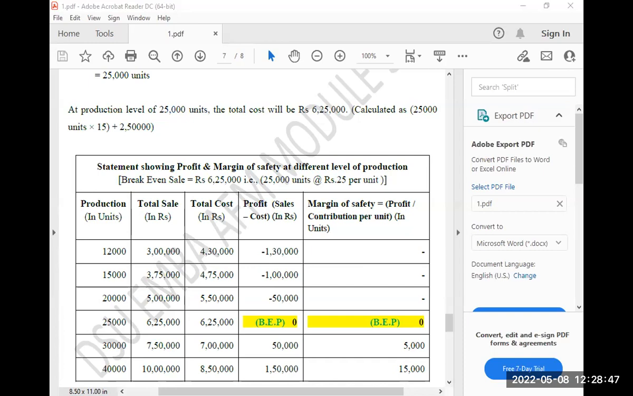Calculate margin of safety is numerical. What is margin of safety is theory. If you are clever enough, you can write the same answer for both. Margin of safety is nothing but the excess of total sales over the break-even sales. For example, do one problem, 5 marks.